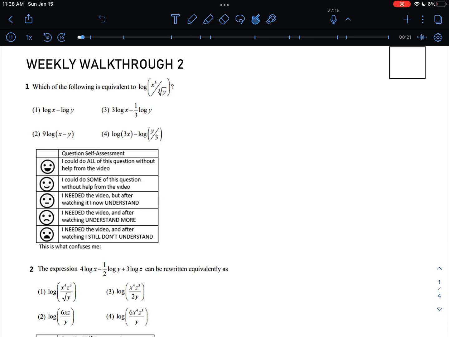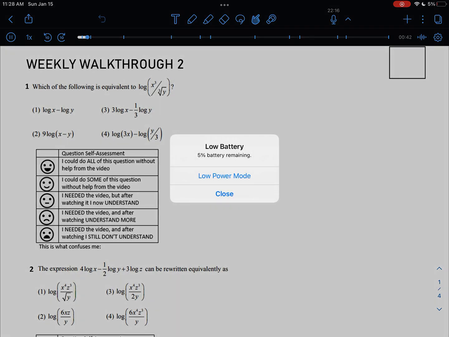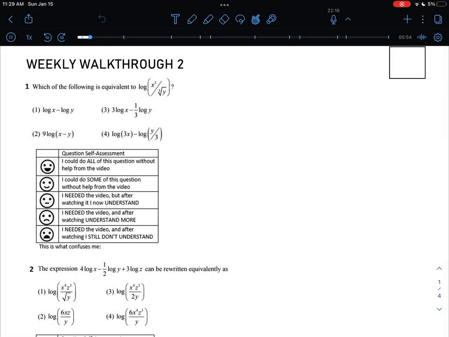The first question says, which of the following is equivalent to log of x cubed over the cube root of y. And looking at my answers, I can tell that I'm going to have to get rid of that radical, the cube root, at some point. And also, I have a condensed logarithm that I'm going to expand. And that's indicated by the fact that it's in a quotient. So I'm going to use my quotient property. And the quotient property is going to allow me to subtract those logarithms with the same base.